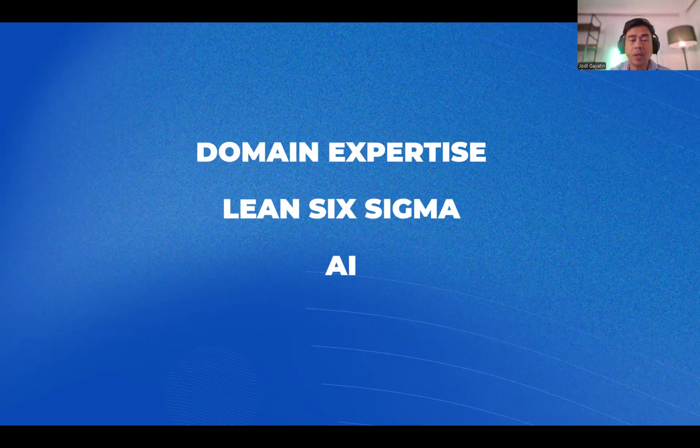The second piece of the equation is Lean Six Sigma. It provides you the systems thinking. It provides you the tools that help you address the challenges that you encounter with your customer. And the third piece of the equation is the AI tools that you can use to fast track your process. And when you combine these 3 together, domain expertise, Lean Six Sigma, and AI, you have a formidable combination that provides you that competitive advantage. And I'm establishing this series to talk more about how to be good in terms of image generation using AI.